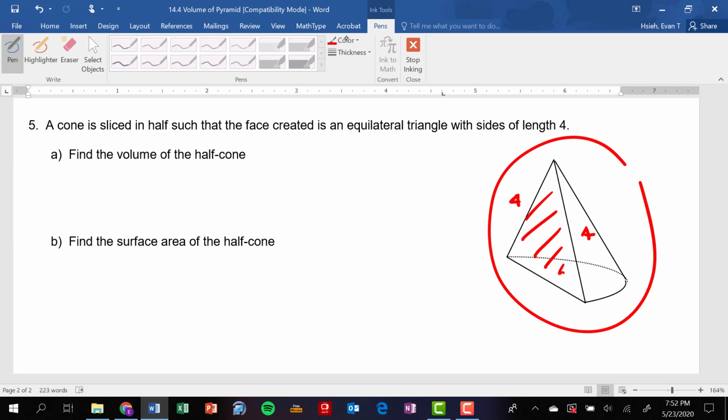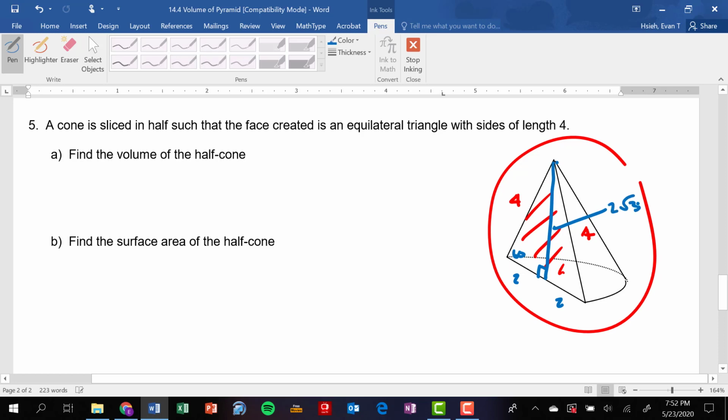So I need the height, and so I can draw in an altitude like so. That's going to be the height, or the altitude of the cone. And I know that this is going to be 2 and 2 on the bottom here. Hopefully you can see this is a 60-degree angle. This is going to be 2√3 using 30, 60, 90 magic.